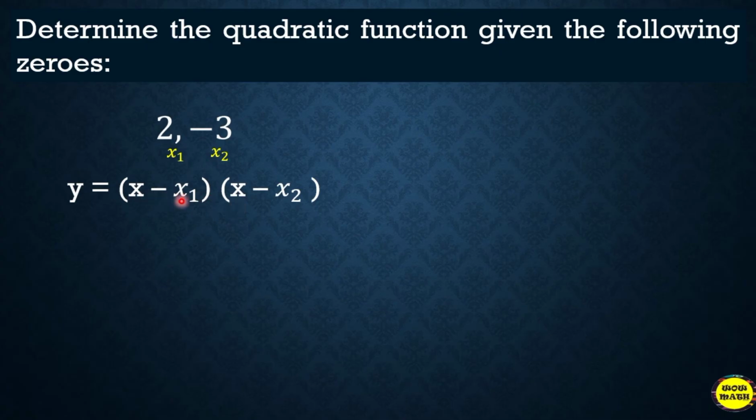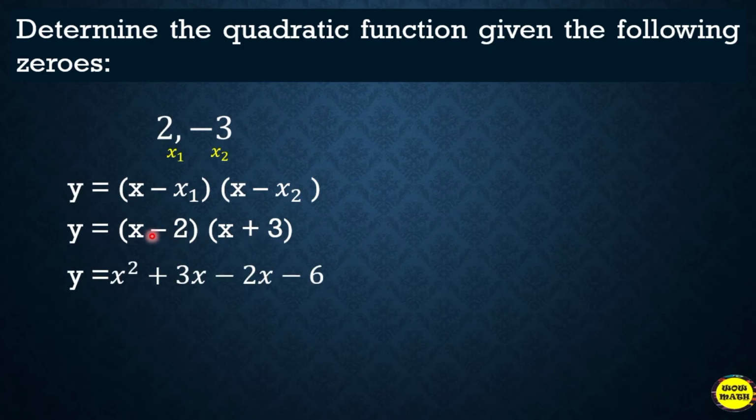So, x minus x sub 1 times x minus x sub 2. So, papalitan ng x sub 1, substitute natin yung 2. So, that is x minus 2. Si x sub 2, substitute yung negative 3. So, negative times negative 3 kaya naging positive. And then, multiply using the FOIL method.